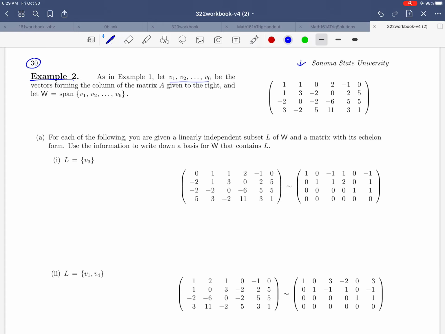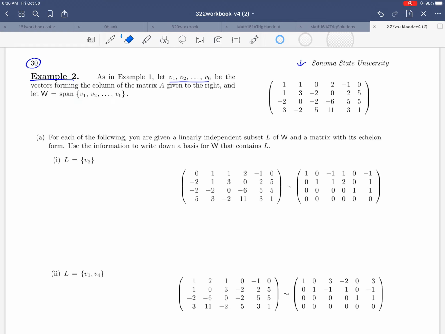If you look at those columns, v1 through v6, you'll notice they're the same vectors that we looked at in example 1. And as in example 1, we're going to talk about the same subspace, W, being the span of those 6 vectors. Now what we're being asked to do in example 2 is related to what we did before, so let's remind ourselves of the result of example 1.